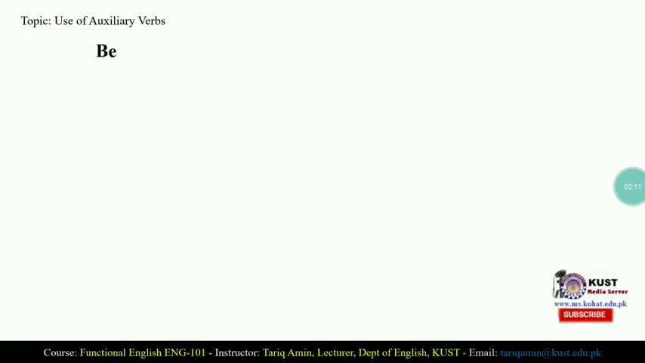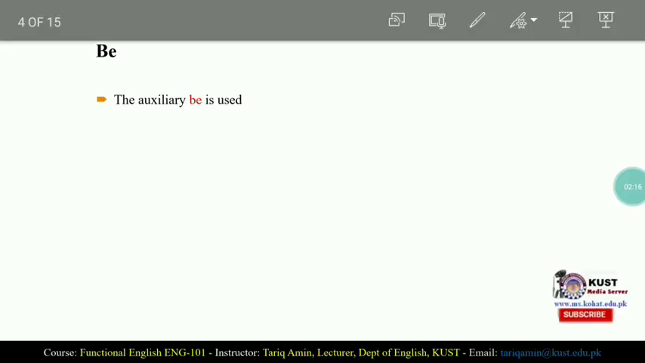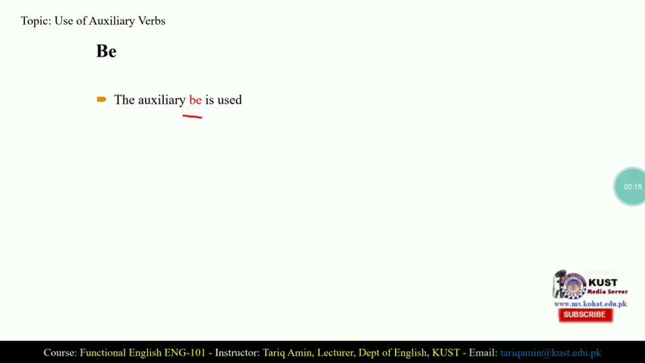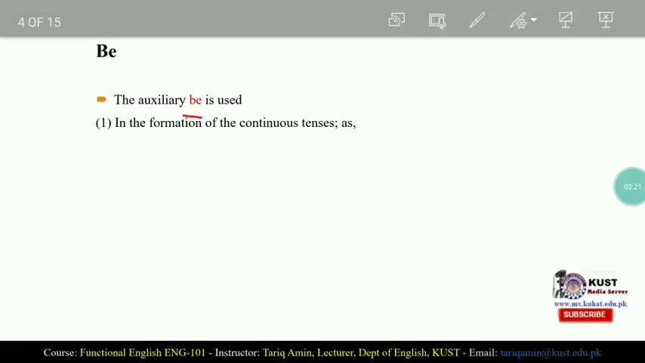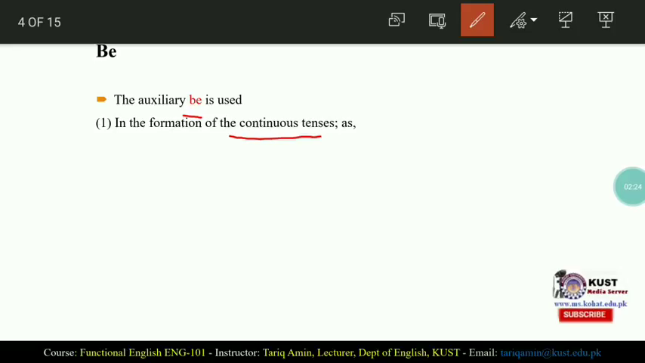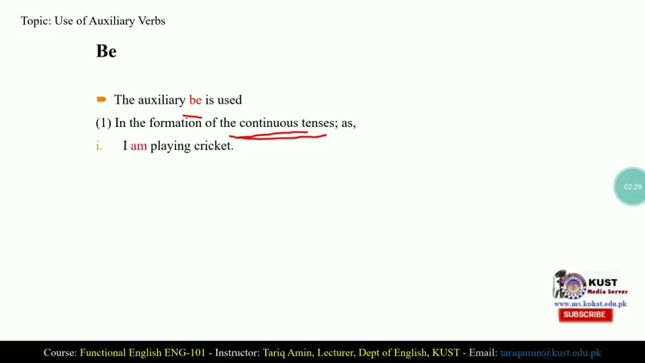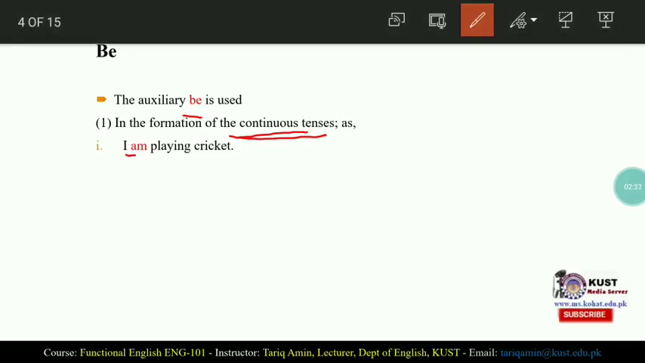Let's discuss first of all be, the verb to be. The auxiliary be is used in the formation of continuous tenses. For example, I am playing cricket. It is continuous tense. Playing is the participle form of the verb play. The verb to be, am, is used in the formation of continuous tense in this example.